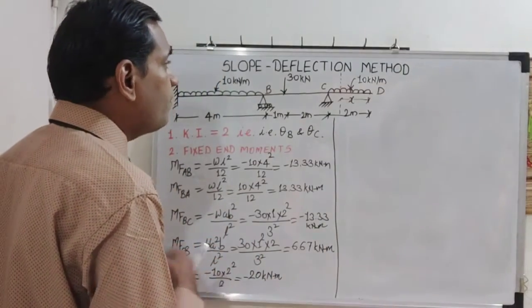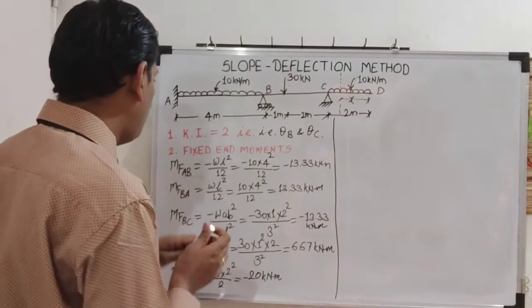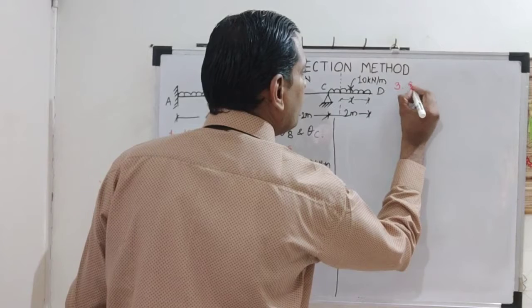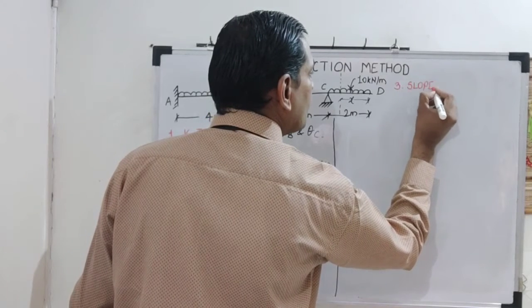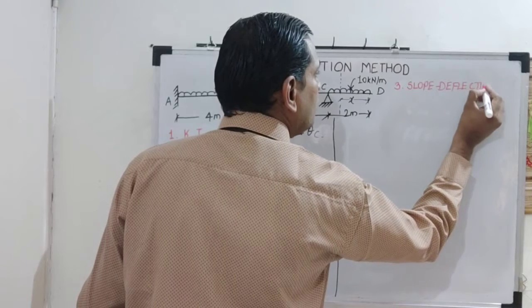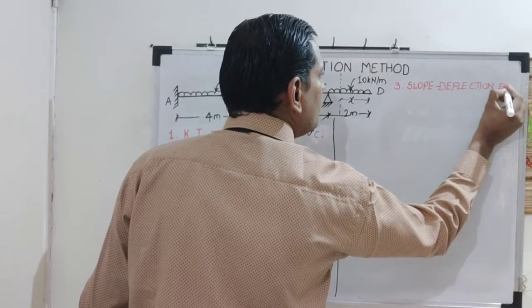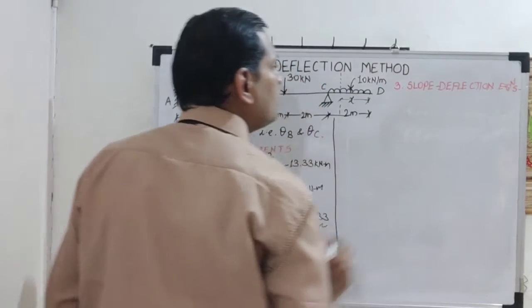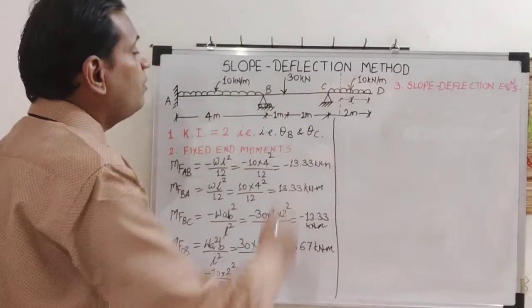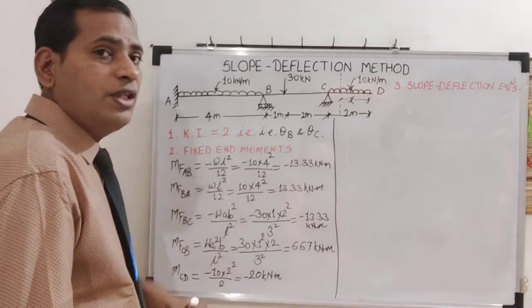Now we will go to step number 3. What will be step number 3? Slope deflection equations. So let us see one by one. We have seen what the slope deflection equations are in the first video for this particular chapter. The derivation we have seen.